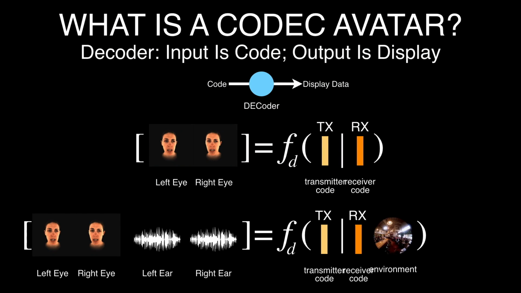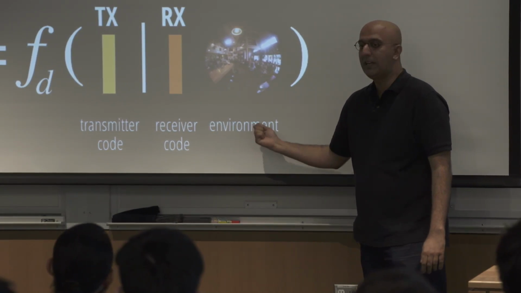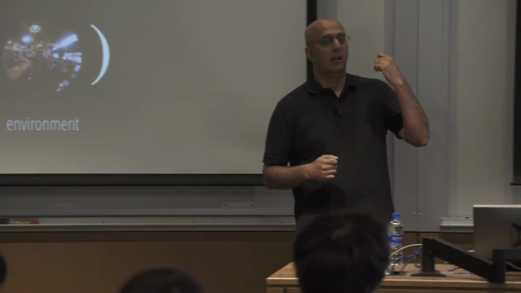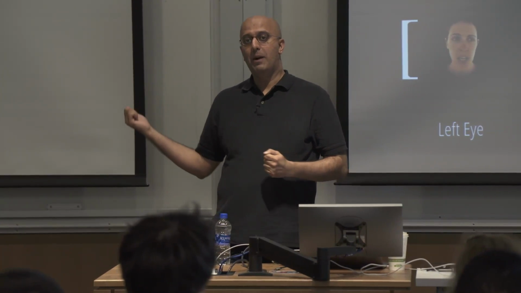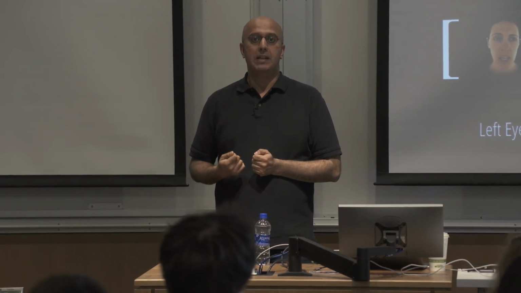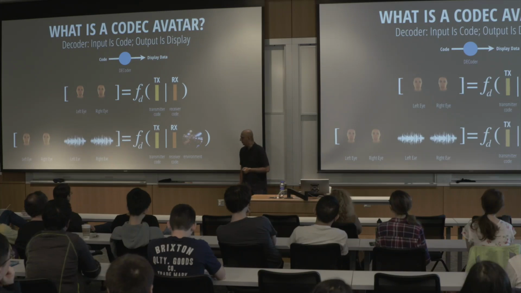Of course, the full version of this function looks a little bit more complicated. Not only is there a transmitter's code and the receiver's code, what we can also tweak is an environment. There's no reason why we would meet in Ira's office here or my office in Pittsburgh. We could both meet at the top of the Eiffel Tower. Or we could meet in a football field. We could meet wherever we wanted to. We can change the environment as well.